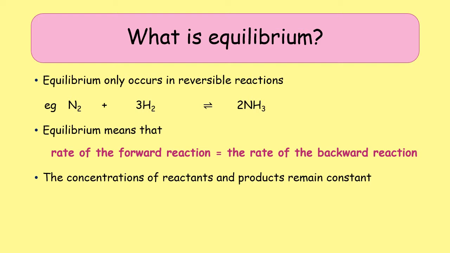That doesn't mean that your concentration of reactants and products are equal to one another. They can be very different to one another. It just means that once you've reached equilibrium, they stay the same.